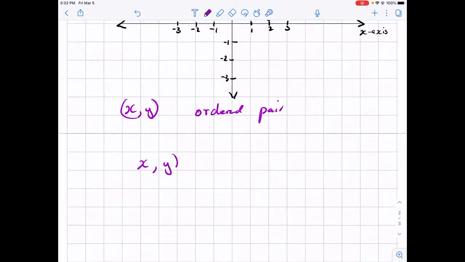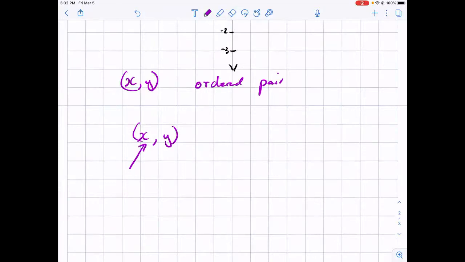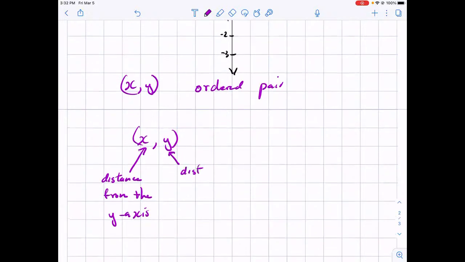So once again, when we have x, the x really is the distance from the y-axis. Distance from the y-axis. And y is the distance from the x-axis.